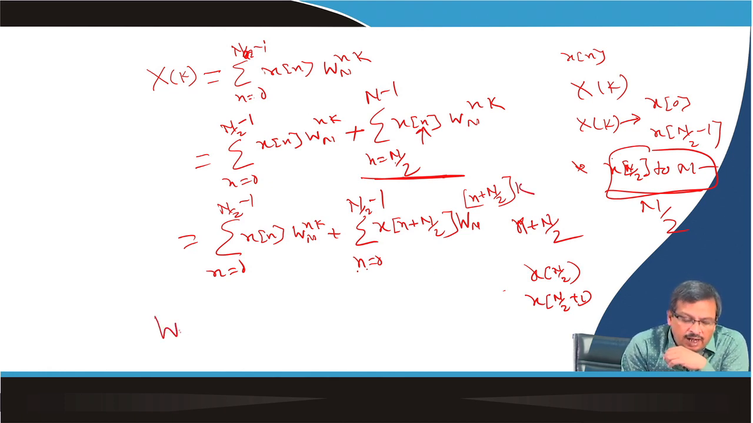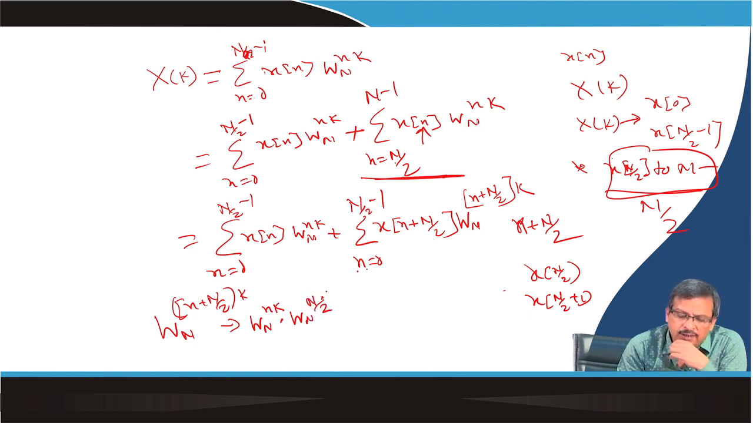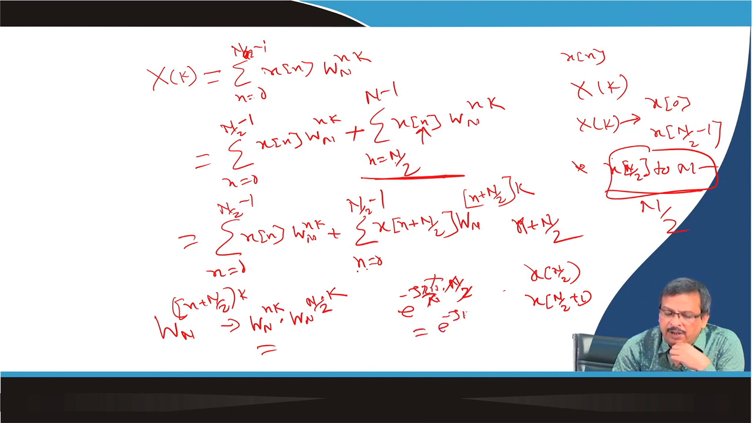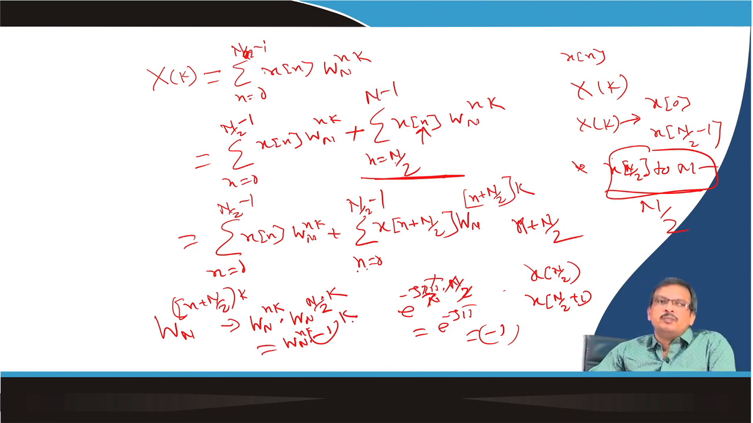So, W_N^{(n plus N by 2)k} is nothing but W_N^{nk} into W_N^{(N by 2)k}. So, what is W_N^{N by 2}? It is e to the power minus j 2 pi by N into N by 2. So, 2 cancels, N cancels. So, e to the power minus j pi, which is nothing but minus 1. So, I can say it is W_N^{nk} into minus 1 to the power k.